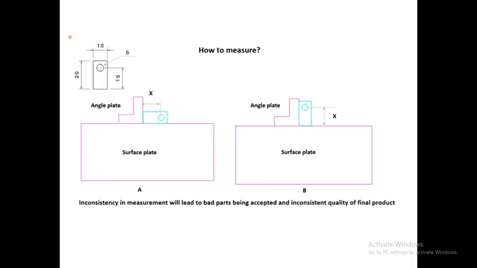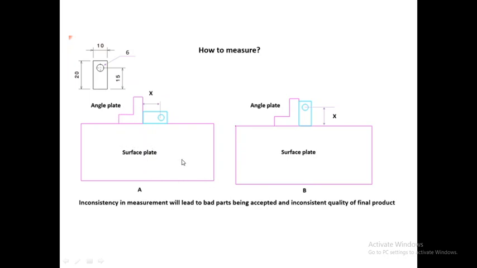The second problem is how to measure. This is the component, and inspection of location for this product is required, having a width of 10 mm, a height of 20 mm, and the location is 15 mm from the bottom. We can measure by two methods, method A and method B, using a surface plate and an angle plate.